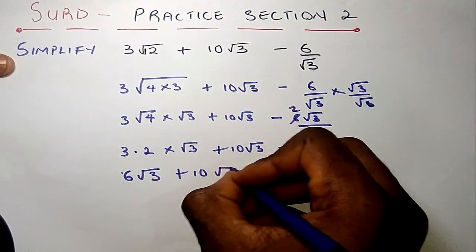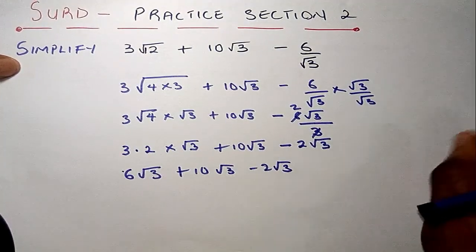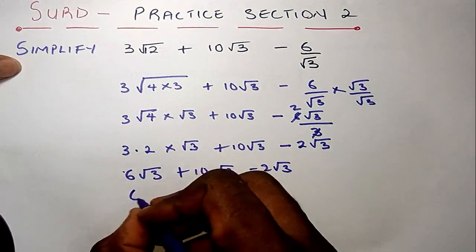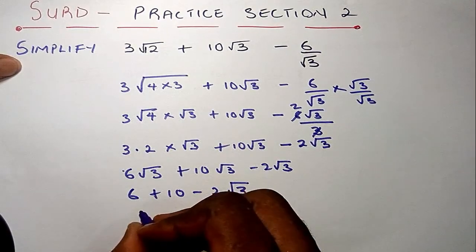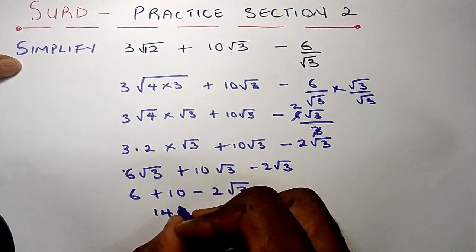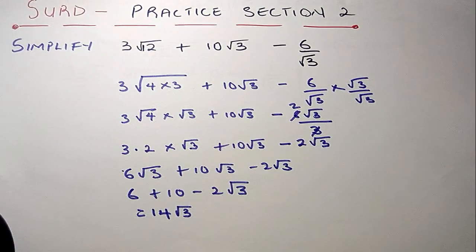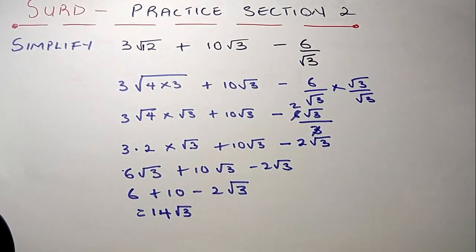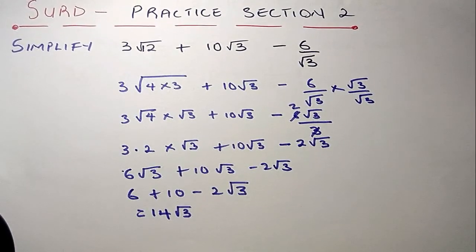Plus 10 root 3 minus 2 root 3, and they have the same root, so it makes it easy for us to have something like 6 plus 10 minus 2 root 3, which is obviously going to give us 14 root 3. So this is it. This is the answer. So it's just basic principle. I'm just showing you examples and how you can solve them. So if you follow the principle, you simplify, you rationalize, you just take it step by step, and then you get the right answer. Don't forget to rationalize and simplify the correct way.